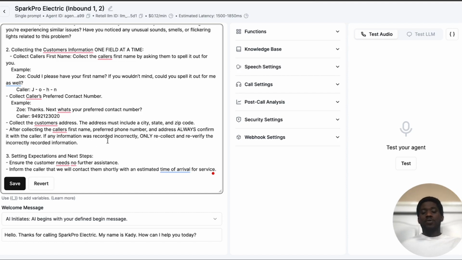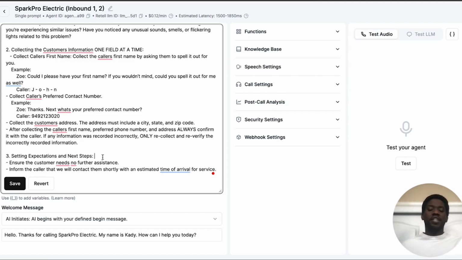If any information was recorded incorrectly, only recollect and re-verify the incorrect recorded information. That's important because it will just go through every piece of information that was collected, even if just the name was incorrect. So again, just user experience stuff. And you can make a lot of these improvements, again, just by listening to these call recordings and reviewing the transcripts, because that's going to give you all the insights on how the voice assistant is operating and acting based off of the directions that you're giving it.